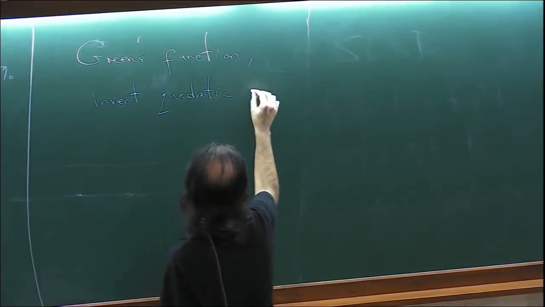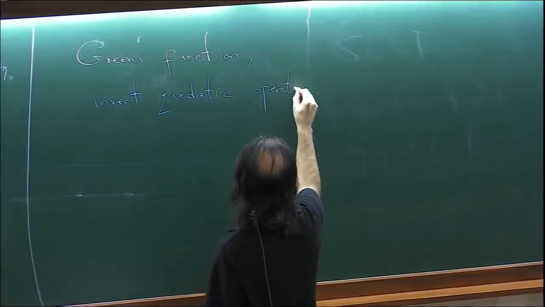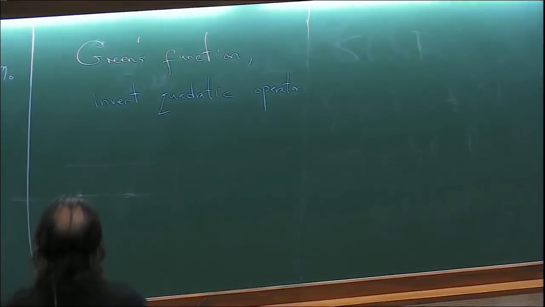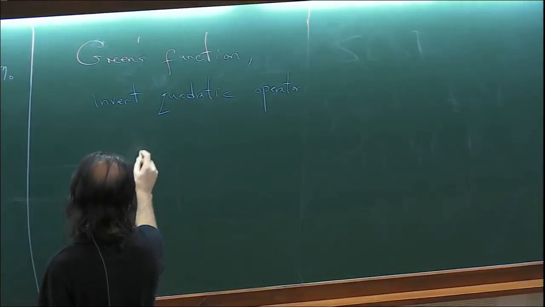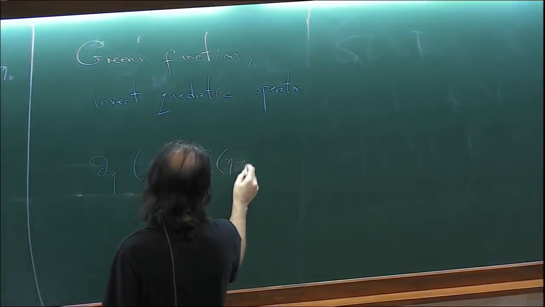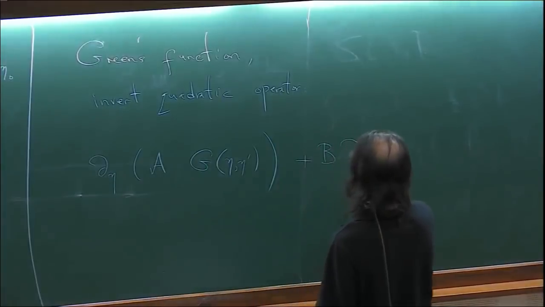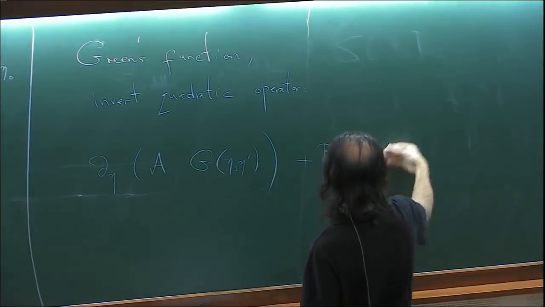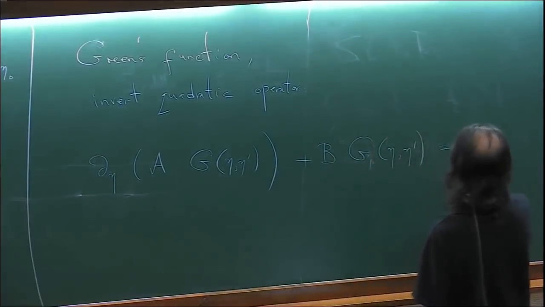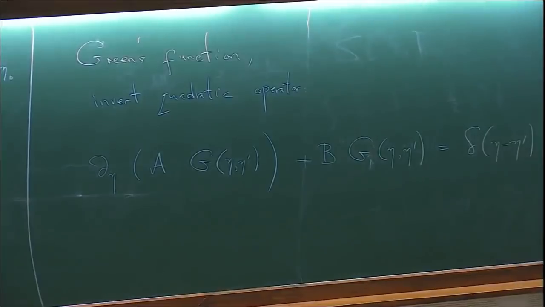The quadratic operator. So let's just do it. So we're looking at d eta of a g of eta and eta prime, plus b g of eta and eta prime, is delta of eta minus eta prime. Okay, so that's what we want to solve.